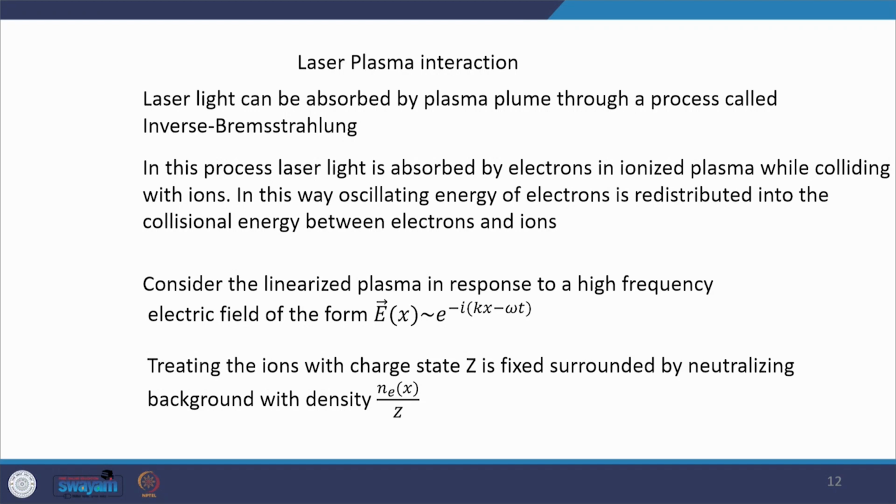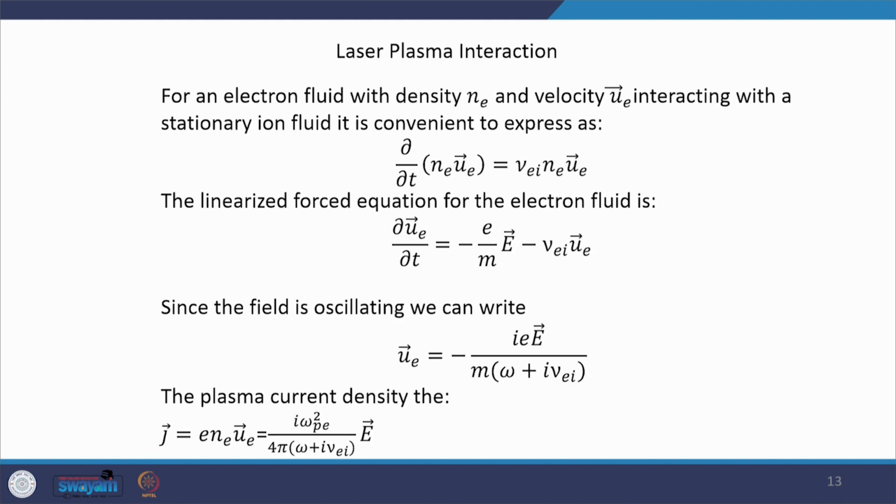Now, we will consider a linearized plasma in response to a high frequency electric field of the form e to the power i(kx minus omega t). We consider ions with charge state Z, surrounded by a neutralizing background with the density Ne by Z, where Ne is the density of the electrons. We can use an electron fluid with density Ne and velocity ue. Generally the mass of the ions is much larger than that of the electrons, so compared to electrons the movement of ions will be quite slow. One can consider the electrons as moving against the background of the ions.